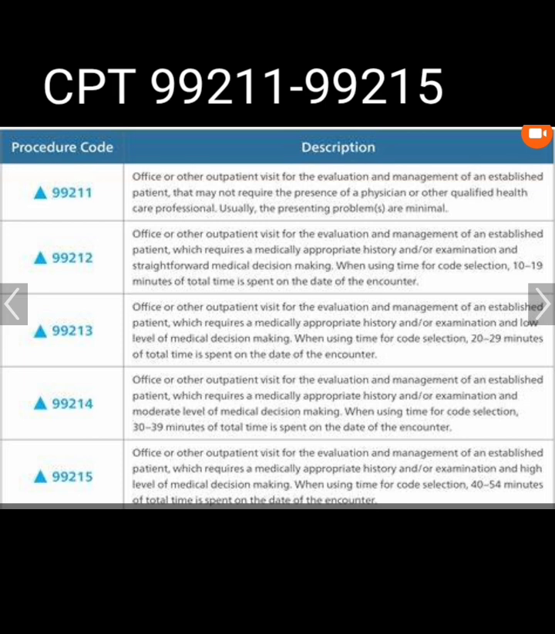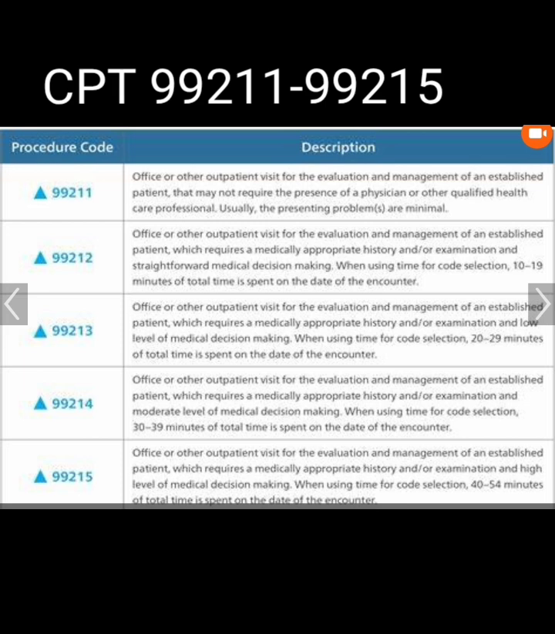Now, with 99212, this is a very straightforward, very low medical decision-making code. So all of these patients are going to be established. If we're going for time-based, then you've spent 10 to 19 minutes with this patient, right? If you're going for medical decision-making, then it's a minor problem. So someone just came in for a medication refill or maybe a simple UTI or a rash. So a very minimal problem.